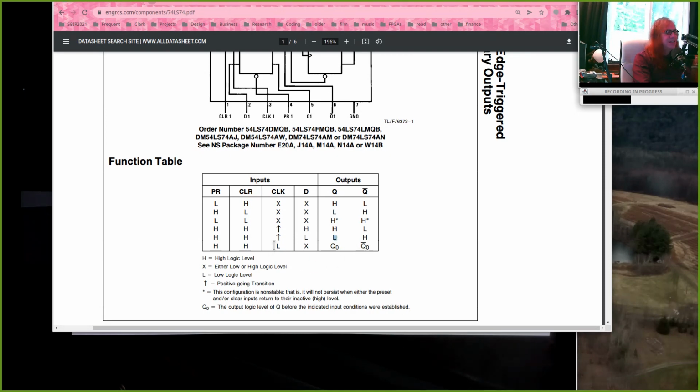And then if the clock is simply low, or if the clock is high, right, if the clock's not changing, the D input is ignored. And the way they've drawn the output here is they've said the output is Q0. And the footnote down here, Q0 is the output logic level of Q before these given input conditions were present. So that's another way of saying Q does not change.